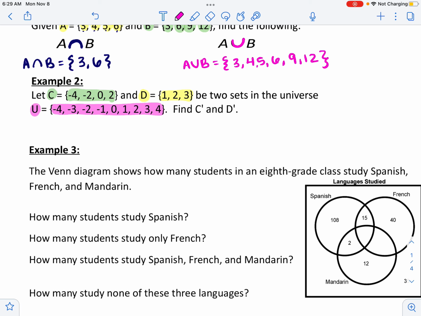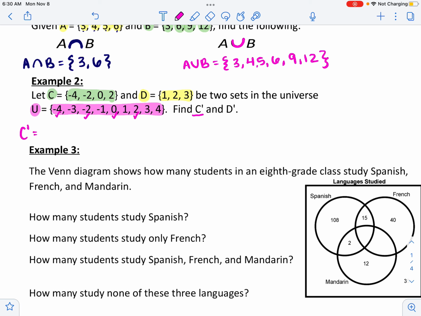If I'm looking for C complement, that's everything that's not in C. I don't want every number in the world that's not in C. I just want every number that's in this universe that's not in C. So to find C complement, I'm going to look. Okay, -4 is in the universe and in C. -2 is in C, 0 is in C, and 2 is in C. So I went to the universe and I just checked off the ones that are in C.